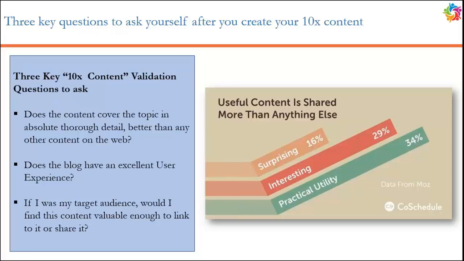Let's say you finished everything. At the end of it, you come and ask yourself these 3 questions, right? Number 1, does your content cover the topic in absolute detail? Is it better? Do you think it's better? Is there anything you could still improve? If you can still improve something to make it better, make it better, right? Does the blog have an excellent UX? As I said, your user experience is of paramount importance. You can have 10x content, terrible user experience. Nobody's going to read it, not going to help you.